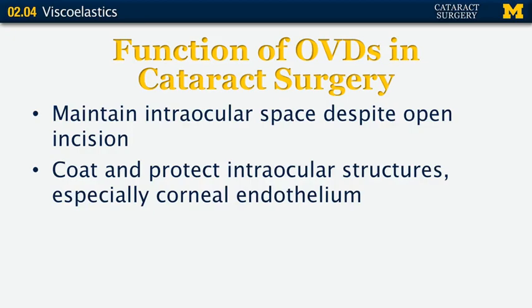We also use OVDs to protect the endothelium. Why is that important? Because we're born with about 3,500 endothelial cells per square millimeter, and we have around 2,400 of those by the time we're an adult, and we continue to lose them throughout the rest of our life, and they don't repopulate. So the more protection, the better.